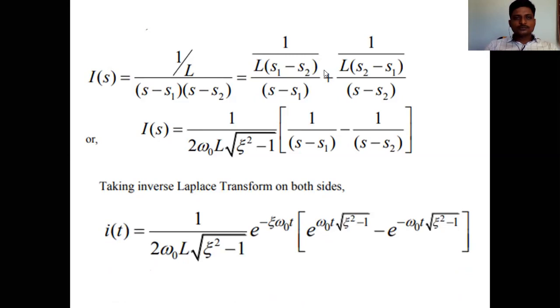So once we got I of s, we will try to apply the inverse Laplace transform on both sides. So I of t is equal to 1 by 2 omega naught root of zeta square minus 1 into L. That is constant, therefore we are writing it aside. Then into e power zeta omega naught t into e power omega naught t root of zeta square minus 1 minus e power minus omega naught t into root of zeta square minus 1.